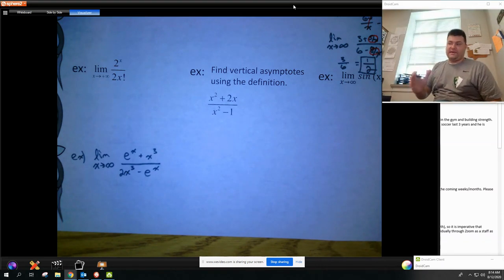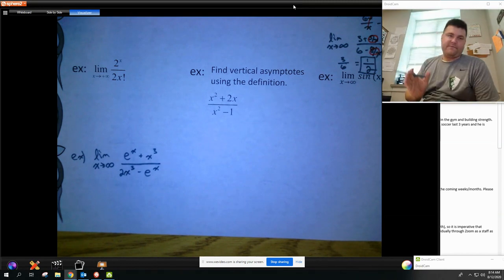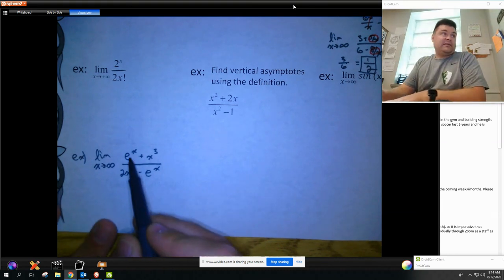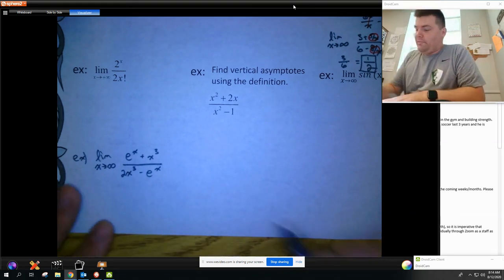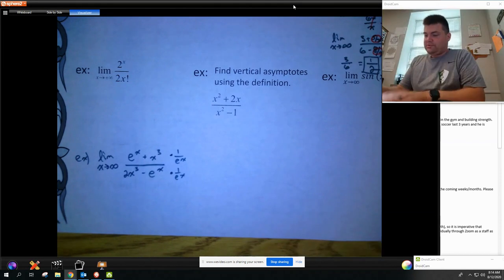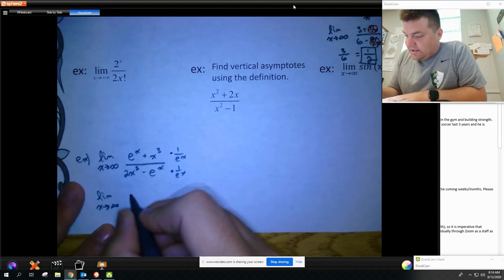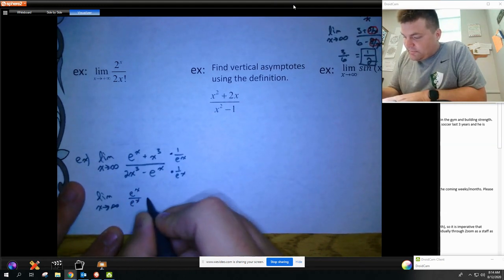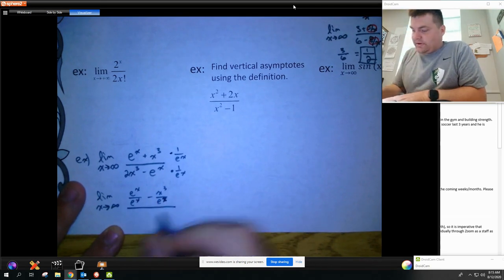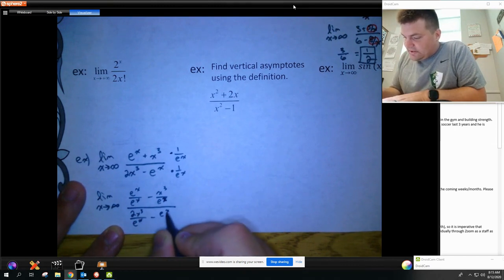Okay, stick by the rules of divide by the fastest growing function here, parent function actually. So what's the fastest growing function on the top and bottom? It's actually e to the x. So I'm going to multiply everything by 1 over e to the x. So when I do that, I'm going to get e to the x over e to the x minus x cubed over e to the x all over 2x cubed over e to the x minus e to the x over e to the x.